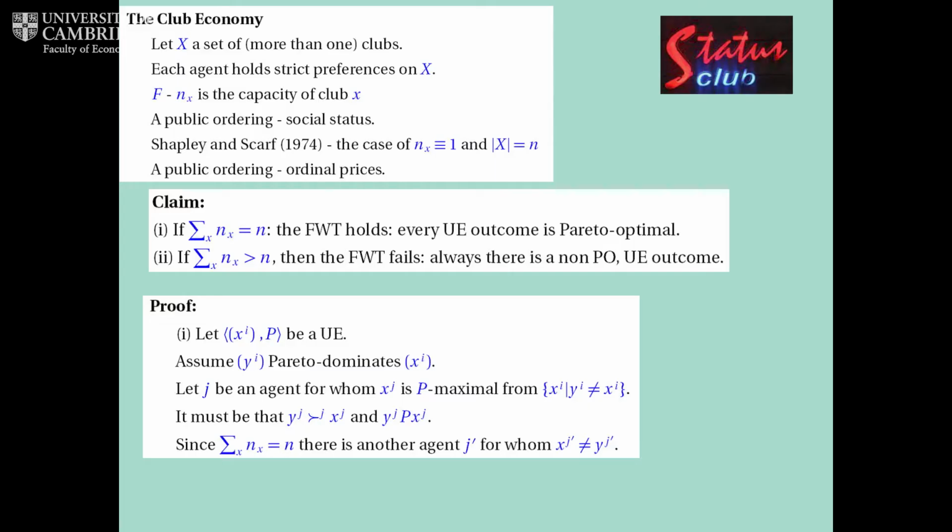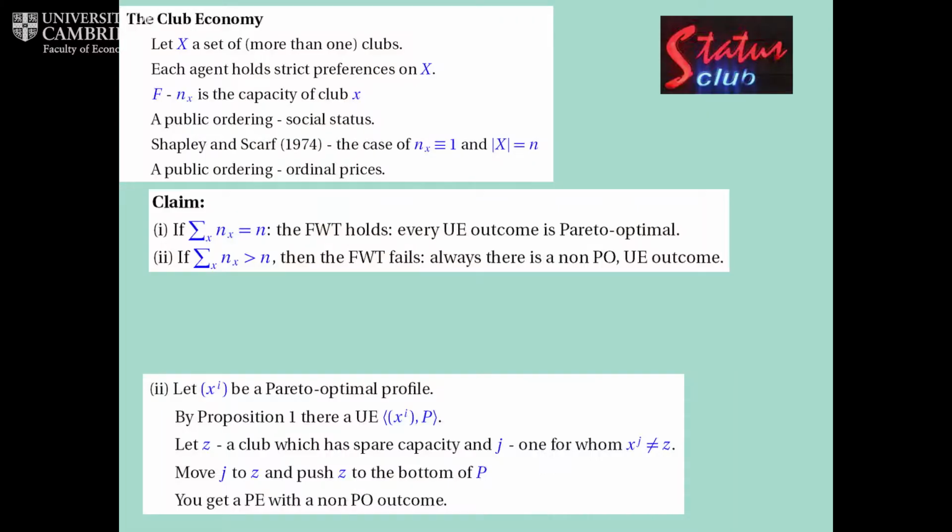Let's see the proof. It's quite easy. So first of all, why must it be Pareto efficient in case 1, when the sum of Nx equals n? Because assume that x is an equilibrium, and assume that y Pareto dominates x. There must be some j who is the maximal according to the P relation for whom yj is different from xj. So it's somebody, the most prestigious one, that actually changes his choice in the profile y relative to the profile x. If it's Pareto dominating, it must be that yj is strictly better for him than xj. But this means also that yj must be more prestigious than xj.